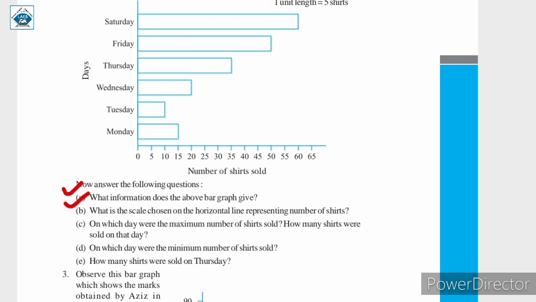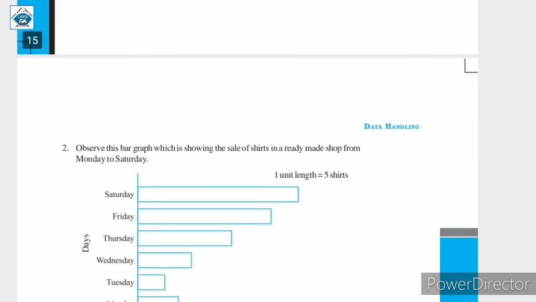What information does the above bar graph give? Now this thing is given in the question itself. The bar graph shows the number of shirts sold from Monday to Saturday in a ready-made shop. This is already given in the question. As you can see over here, it is showing the sale of shirts in a ready-made shop from Monday to Saturday. So this is the answer for the first question. This is the information that the bar graph is providing.